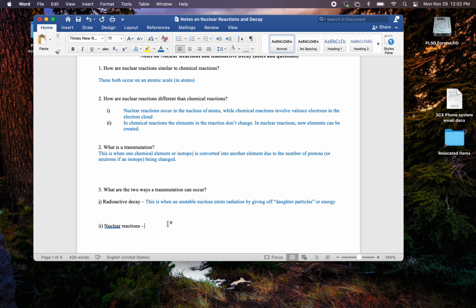Nuclear reactions are another way that transmutation can occur. This is when an outside particle, often a neutron, and often it's humans who are separating neutrons and shooting them into these types of reactions, reacts with the nucleus of an atom, and that would begin a nuclear reaction.